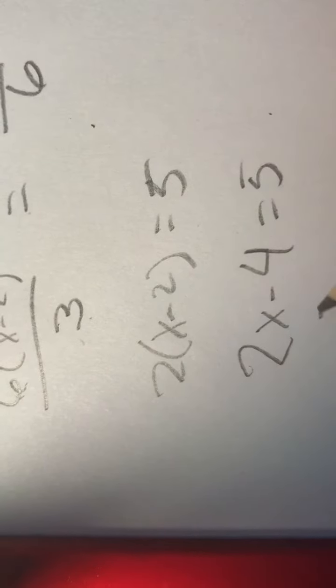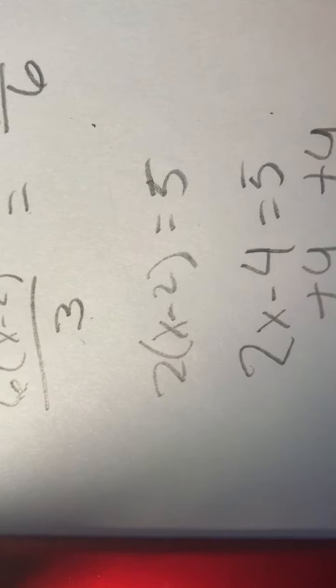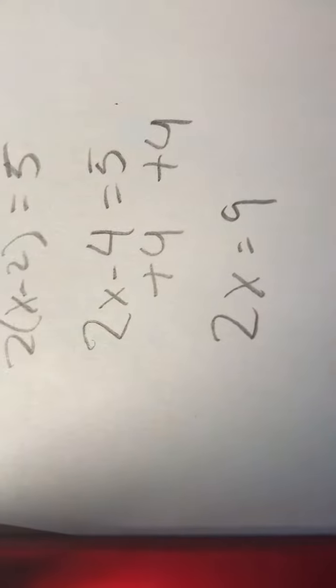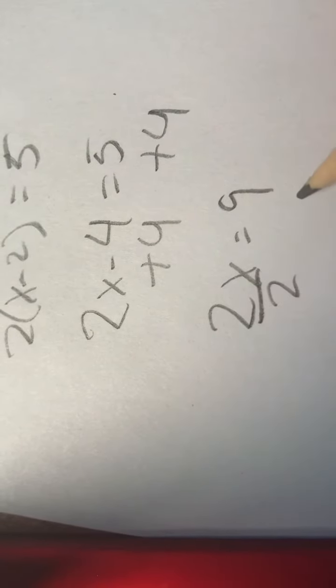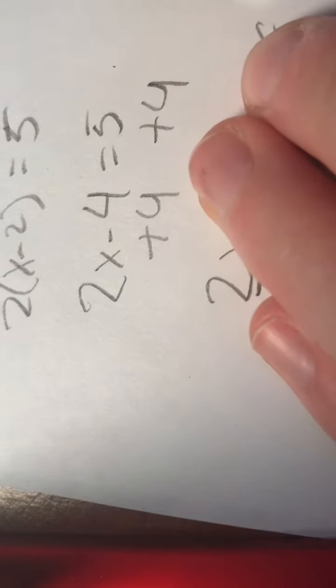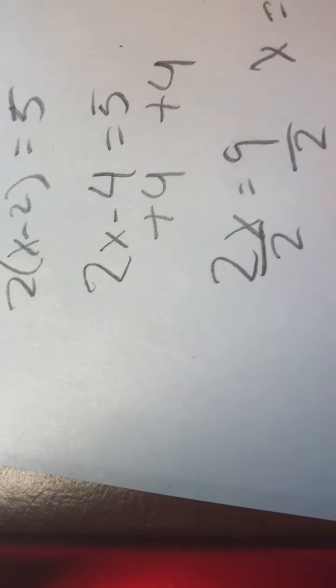It's equal to 5. Add 4 to both sides. And I'll get 2x equals 9 in this case. Divide by 2. And I get x equals 9 halves. Again, this solution will work out. Okay. Again, I'll walk through each step by step. Pause the video at any time.